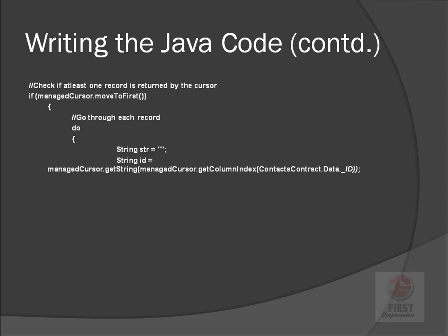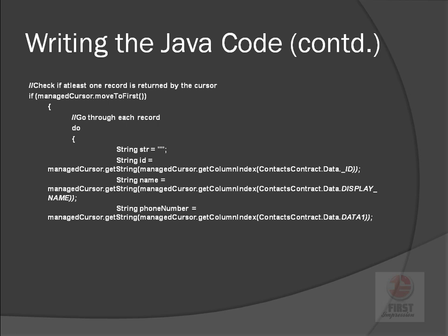Inside the string, we'll get the ID of the contact. To get the ID, we will say managedCursor.getString. This managed cursor is an object of the cursor that we had in the previous slide. getString will get a field from that managed cursor, and we want to get the ID. So we will say managedCursor.getColumnIndex, ContactsContract.Data._ID. So this will give us the field name of ID. From this field name, we will get the column index from this function, and we'll pass this column index to the getString function so as to get the ID. Similarly, we'll do for the name and for the phone number.